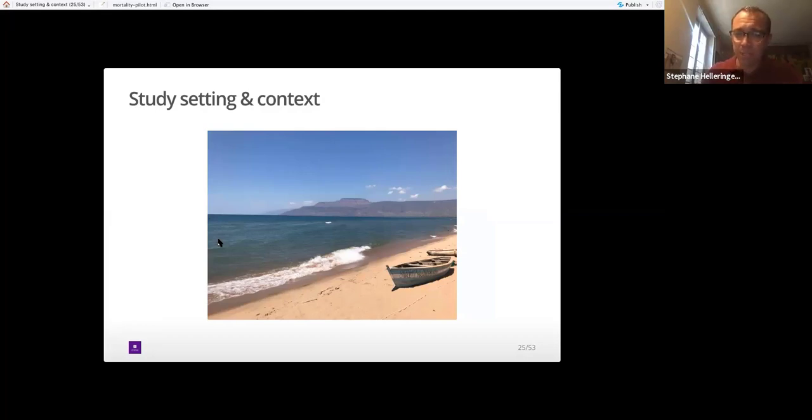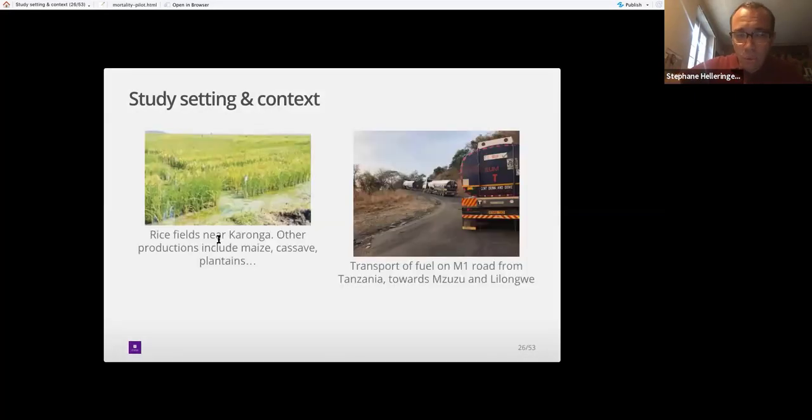So as I said, it's against the shore of Lake Malawi, and one of the main activities is fishing. It's also an area where there's a lot of agriculture, particularly growing rice, but also other produce like maize, cassava, plantains. And it's one district that's crossed by one of the main roads in Malawi that connects Malawi to the main harbor of Dar es Salaam in Tanzania. And so there are a lot of trucks that travel through the district to bring fuel and other supplies to the large cities of the country.